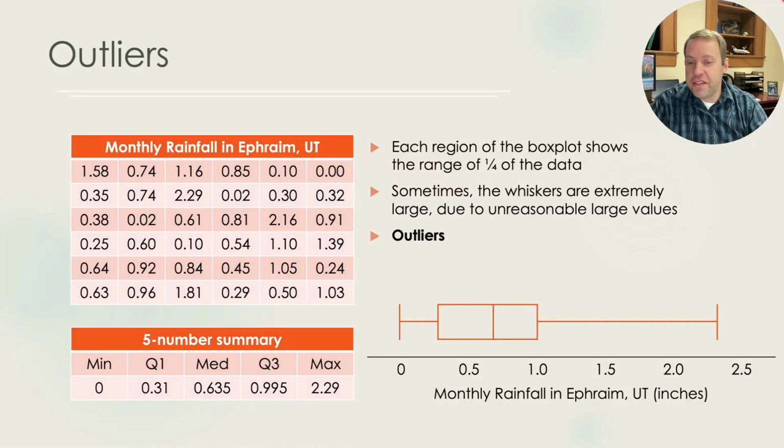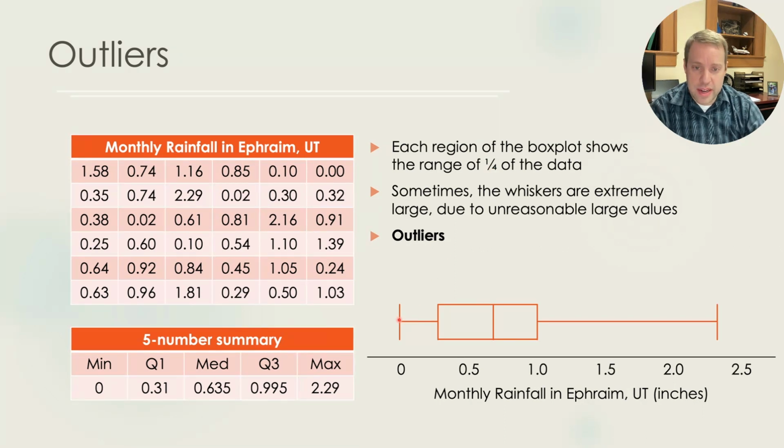We've been talking about 5-number summaries and box plots. We showed an example here using monthly rainfall here in Ephraim, Utah, measured in inches. And we can see a box plot here of that data. Quick note on the box plot, just note that each region represents 1/4 of the data.